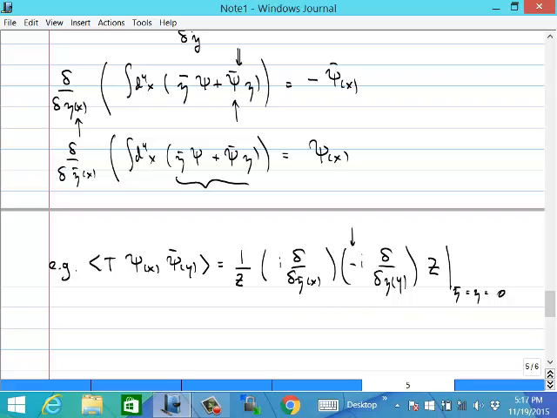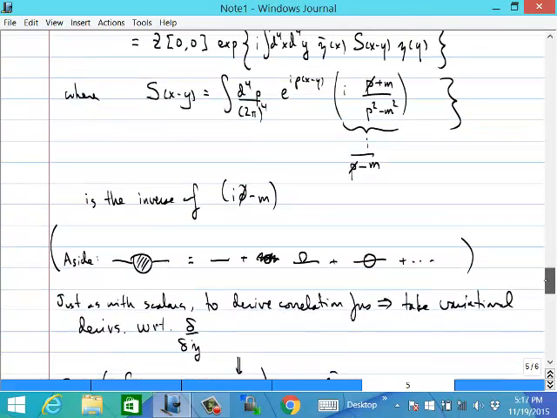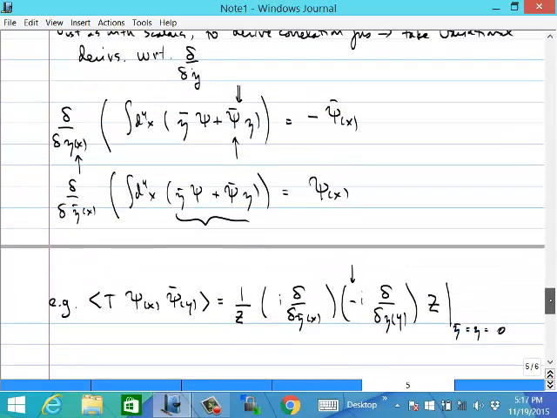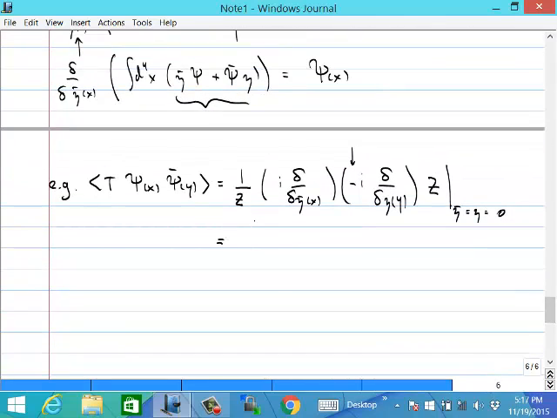But I think you get the idea. And indeed, if you just look up at the expression that we wrote for this generating function, we need to take a derivative with respect to eta and a derivative with respect to eta bar, and that pulls down precisely a factor of this propagator S of x minus y. Good.